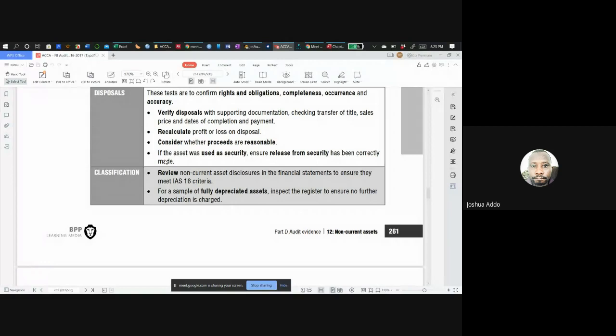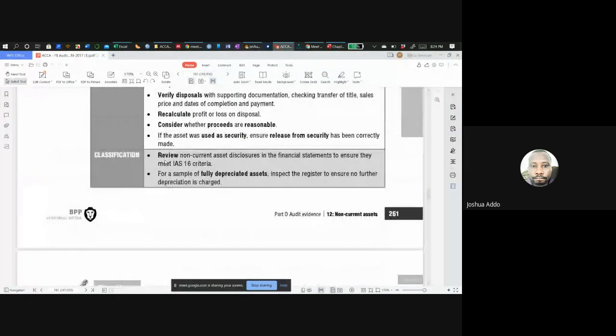Review non-current asset disclosures in the financial statements to ensure they meet IAS 16 criteria. IAS 16 basically tells you what is a non-current asset and what is not. It gives you at least some information on what can be capitalized and what cannot be capitalized. So you will review to make sure that the accounting for non-current assets meets strictly the IAS criteria. In the exam, if you write specific things in IAS 16, that's better.